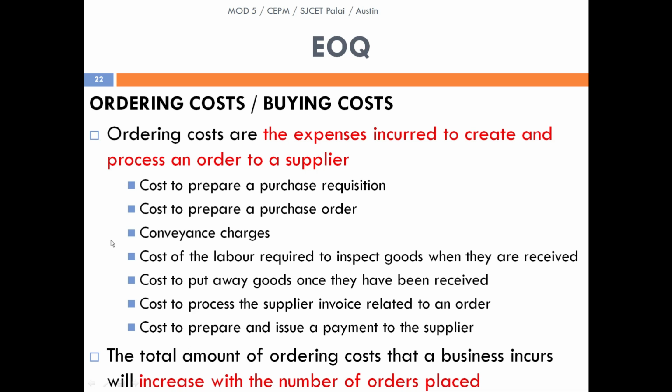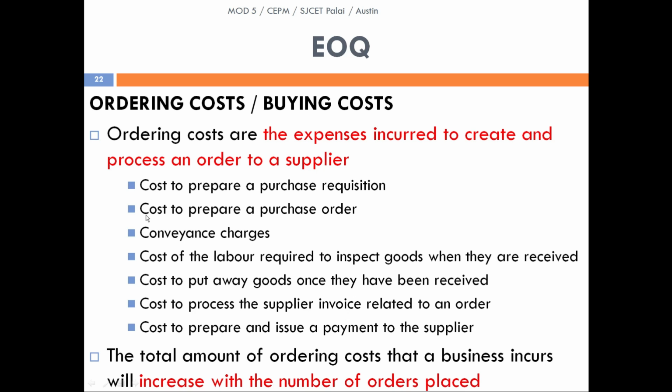So what are the costs that are incurred in the ordering cost? Cost to prepare a purchase requisition, purchase requirement, cost to prepare a purchase order, the conveyance charges, cost of the labor required to inspect goods when they are received, cost to put away goods once they have been received, cost to process the supplier invoice related to an order, cost to prepare and issue a payment to the supplier.